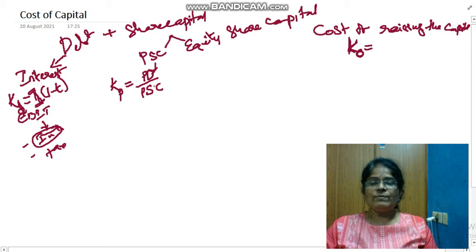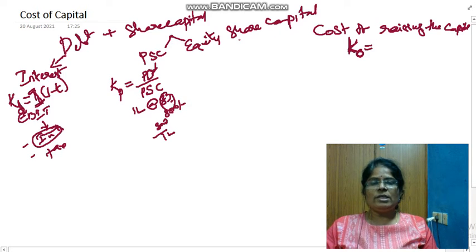In the previous video we discussed, if you are raising 1 lakh of rupees through preference share capital, let us assume this is raised at 8%. Then what is the amount you are paying? 8% means 8,000 you are paying. So 8,000 divided by 1 lakh, that is what 8% is. So that is the cost of preference share capital.